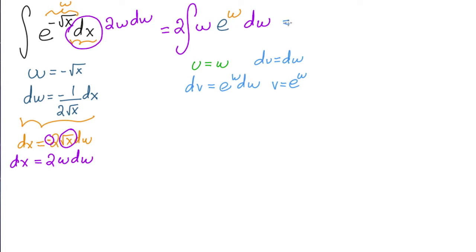Okay. So then I do this now. Don't forget about the 2 that I have right there. But if I do integration by parts, I'm going to have 2 u times v. So that's w e to the w minus the integral of v du. So v du is e to the w dw.